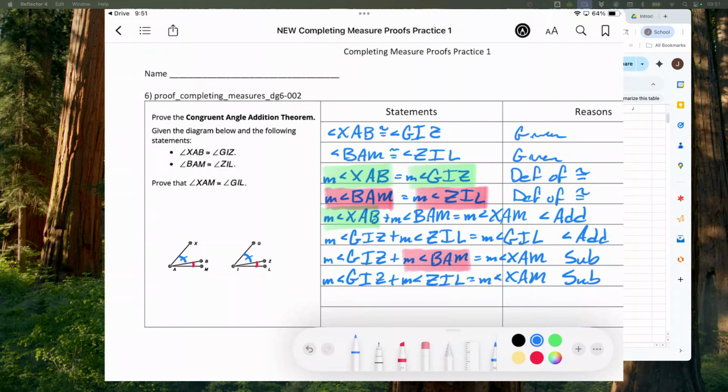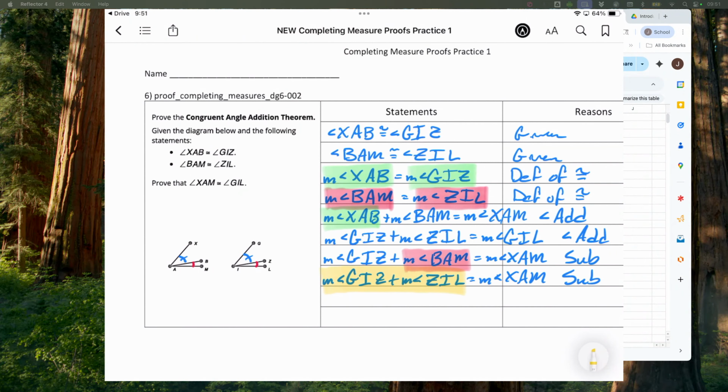Now we can see that we have GIZ, ZIL, GIZ, ZIL. The top one is equal to GIL, the bottom one is equal to XAM. So they are equal to the same thing, so they must be equal to each other. The measure of angle XAM is equal to the measure of GIL. That's the transitive property, because if they were equal to the same thing, they must be equal to each other.